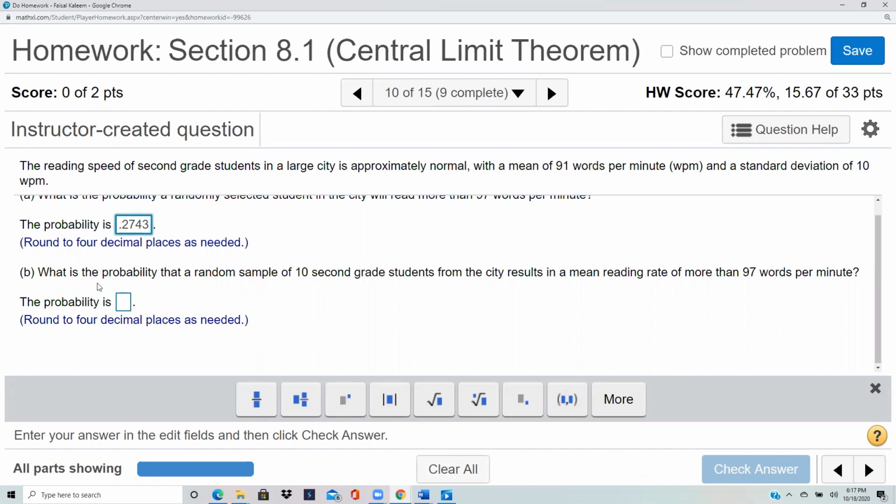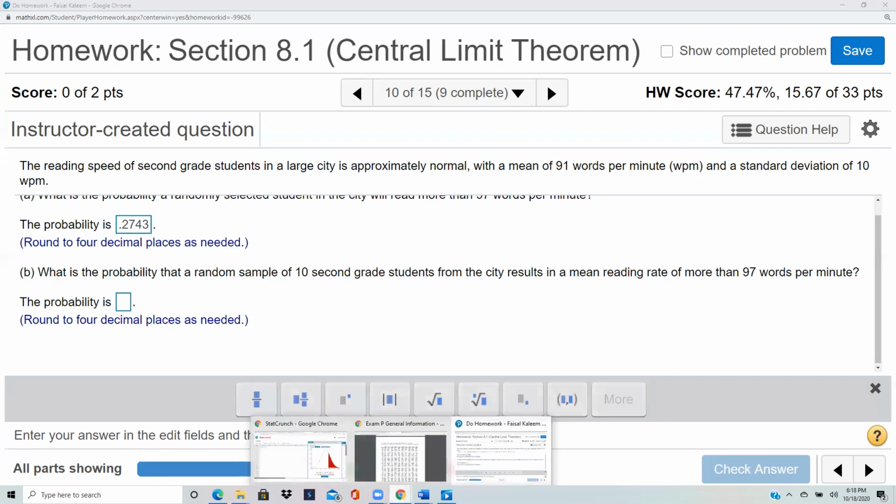And in the second part, they ask what's the probability that a random sample of 10 students has a mean reading rate of more than 97 WPM. So now instead of asking a question about one student, they're asking about a sample of 10 students. So now we will use the central limit theorem, and the sample size doesn't have to be greater than 30 because the original population is normal. So you know that when you use the central limit theorem, what will now change is the standard deviation.